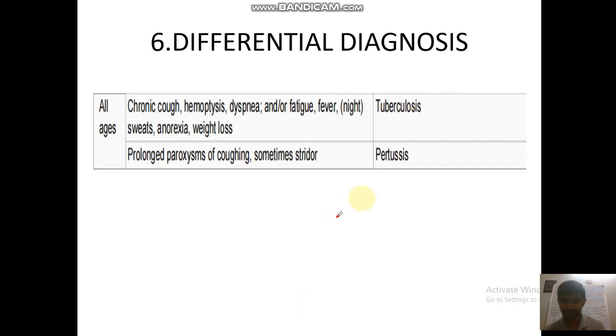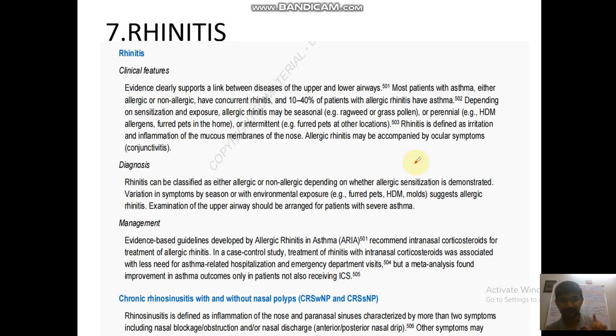Coming to the sixth, there is a differential diagnosis. All the differential diagnoses are the same, only with the addition of pertussis this time. That's it. Coming to the seventh difference, that is rhinitis. As you all know, one airway, one disease. Allergic rhinitis patients are prone to allergic asthma. Allergic asthmatic patients are prone to allergic rhinitis.